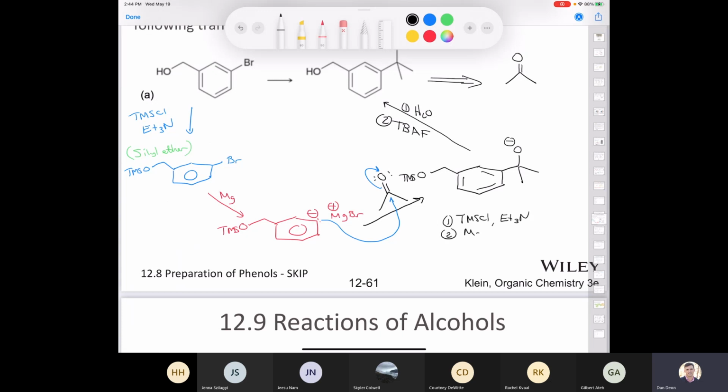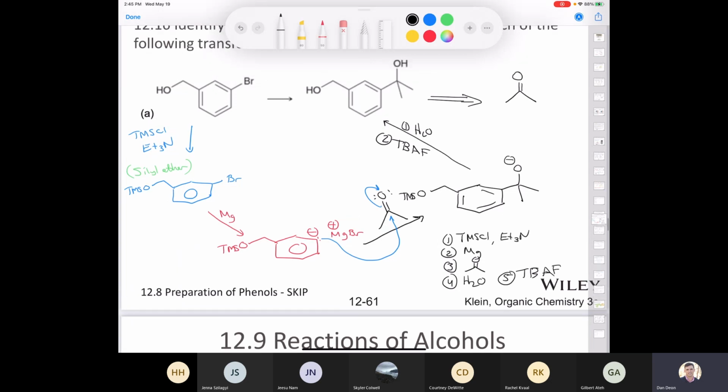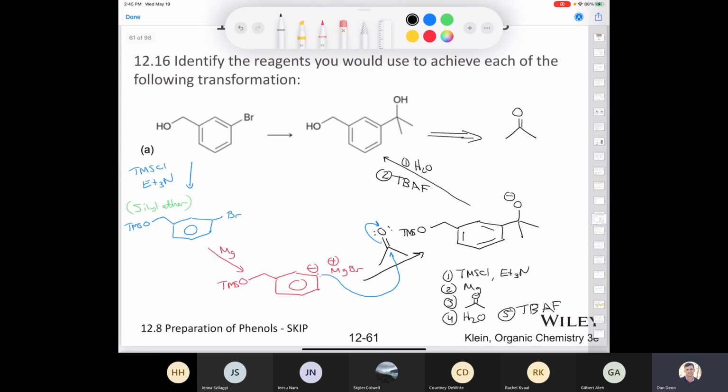Step 2 is make the Grignard reagent. Step 3 is treat it with the electrophile. In this case, it's acetone. Step 4 is to treat it with water. And then step 5 is to treat it with TBAF as our source of fluoride ions to do the deprotection. And there we have it. Give me a thumbs up if you follow me on that question. Really important that you know how to do this type of synthesis.